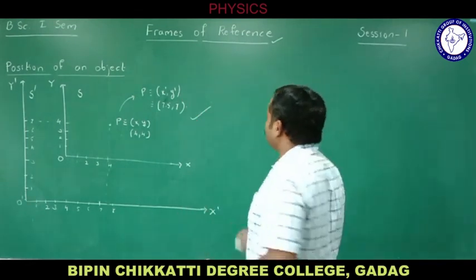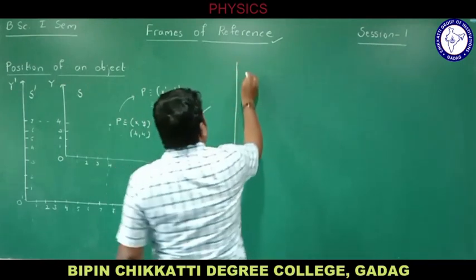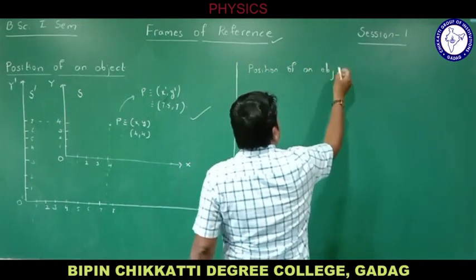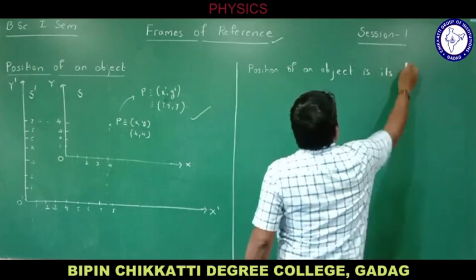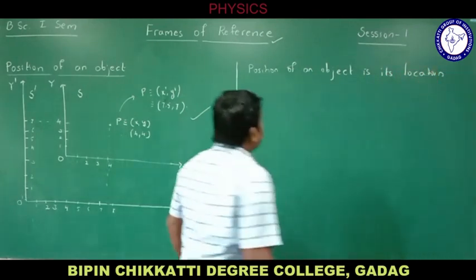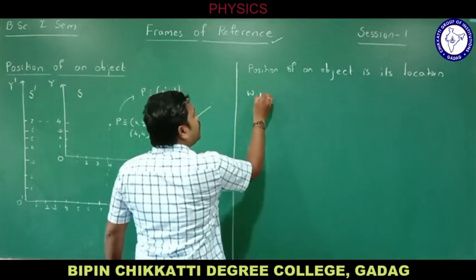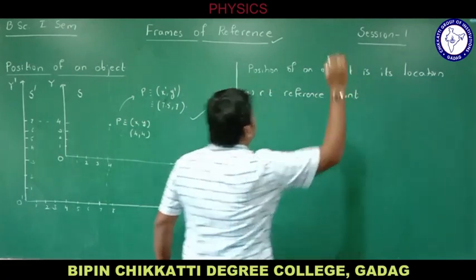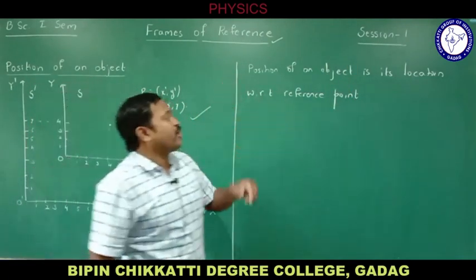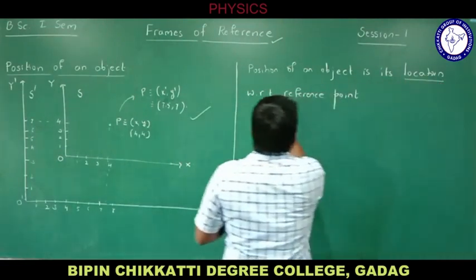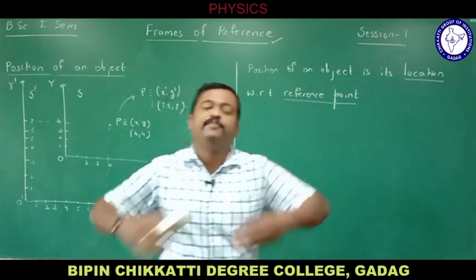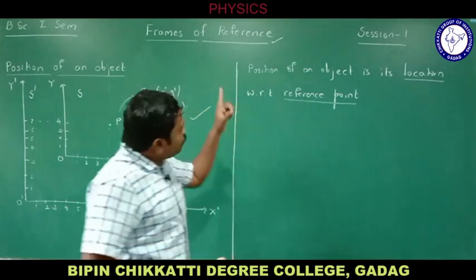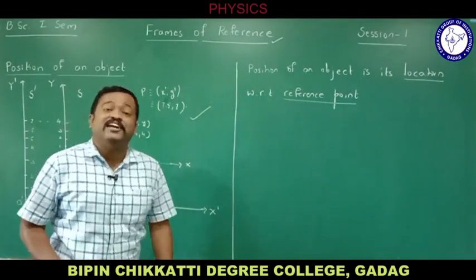So what is the position of an object? See, the position of an object is its location. Do you understand? The position of an object is its location with respect to a reference point. So the reference point might be anything now here, right? It might be a petrol bunk or it might be a bus stand now here, right? Okay. So the position of an object is its location with respect to a reference point.